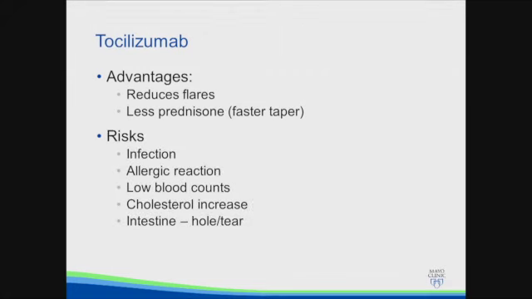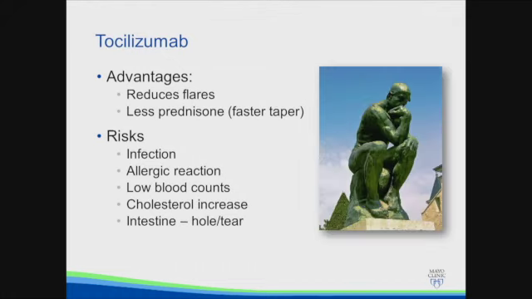So it has advantages, but of course, like any other medicine, there are risks, particularly as we block the immune system. There are risks for infection. There may be risk for an allergic reaction to the medicine. We monitor blood counts very carefully with this drug. There may be an increase in cholesterol and blood fats with this medication, and very rarely it may cause a tear in the stomach or intestines. So it has some downsides, but again, has been shown to be of benefit in terms of reducing the amount of prednisone and reducing the prednisone side effects that come with the treatment of giant cell arteritis.